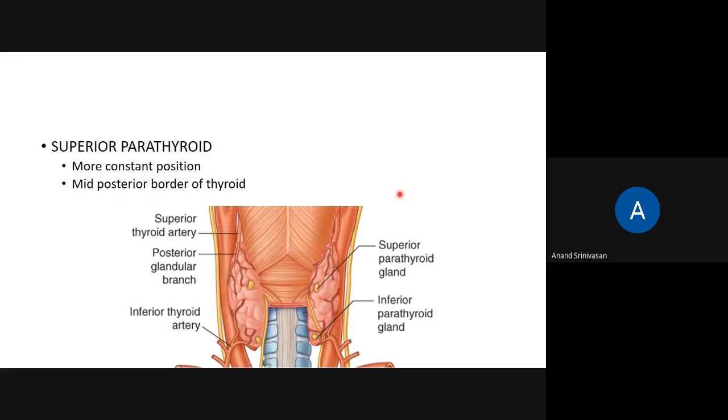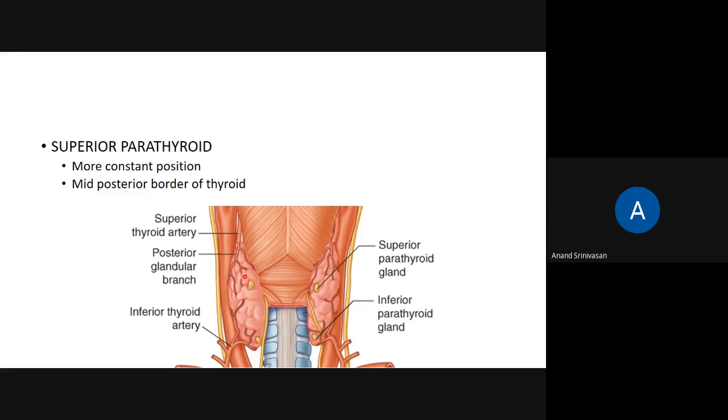The inferior parathyroid gland, you already know, is a very tiny structure which we cannot see. The superior parathyroid gland is more constant in position. Where is it located? This is the superior thyroid artery. Trace the superior thyroid artery near its end part, so there will be the superior parathyroid gland.